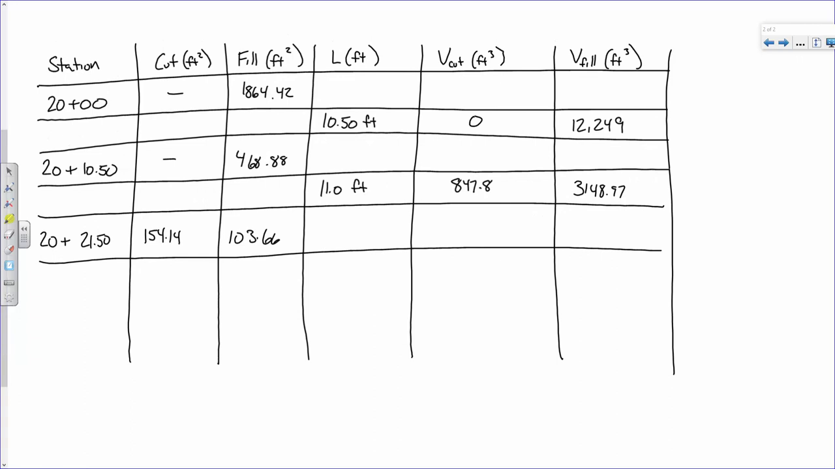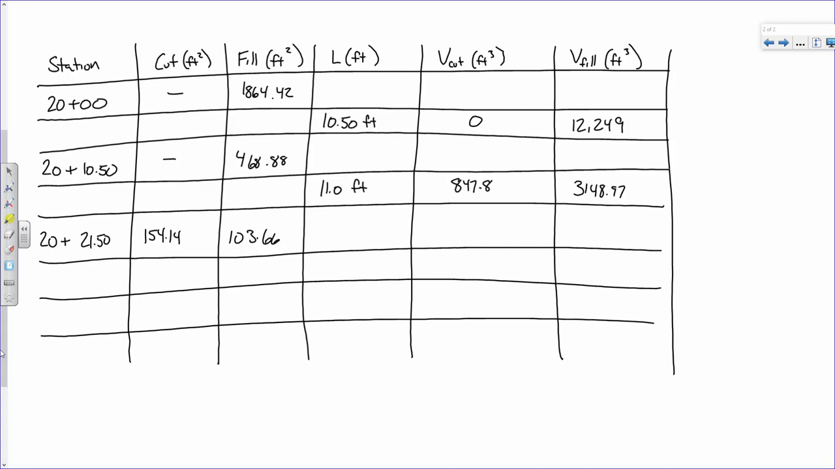All right. So next up, all right, help me out. The fill, I remember, is zero. What's the cut? 696.75. All right. So difference between those two stations is what? I got 6.9.